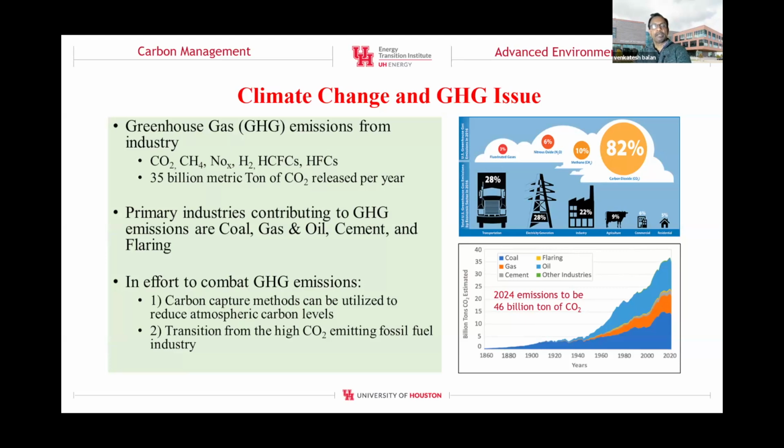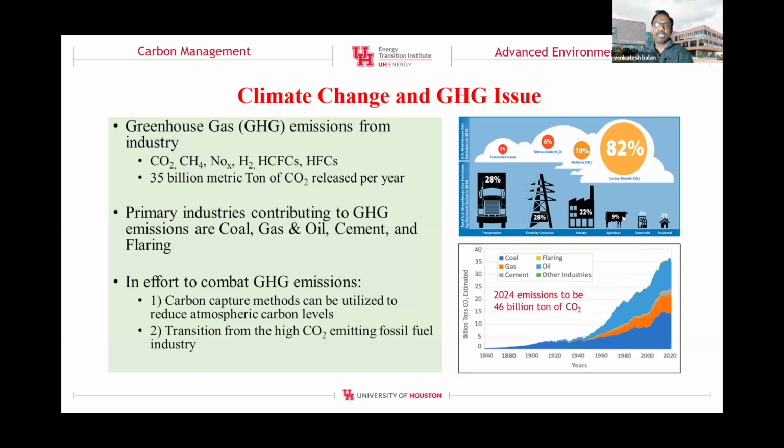As of 2022, 35 billion tons of carbon dioxide were emitted, but as of 2024, it is 46 billion tons of carbon dioxide. It's alarming. We need to figure out ways and means of capturing this carbon dioxide and either storing it in the ground or converting it into some useful products. That's what we're going to discuss today.